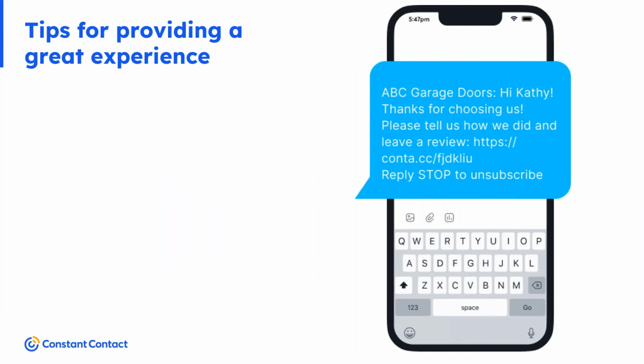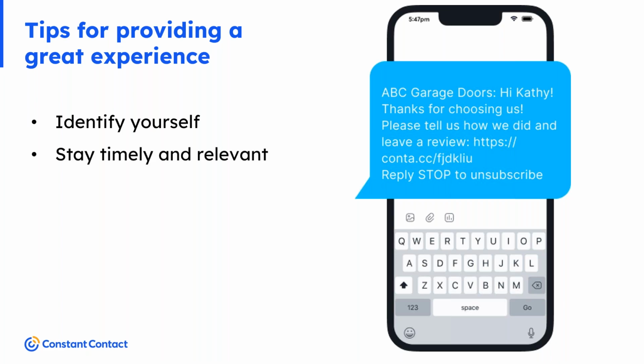Let's talk about some tips to keep your text marketing on track. So first of all, in all of your messages, you want to identify yourself. Make sure you're using a name that's recognizable to your subscribers for your business, because otherwise they may not recognize the phone number or the business.